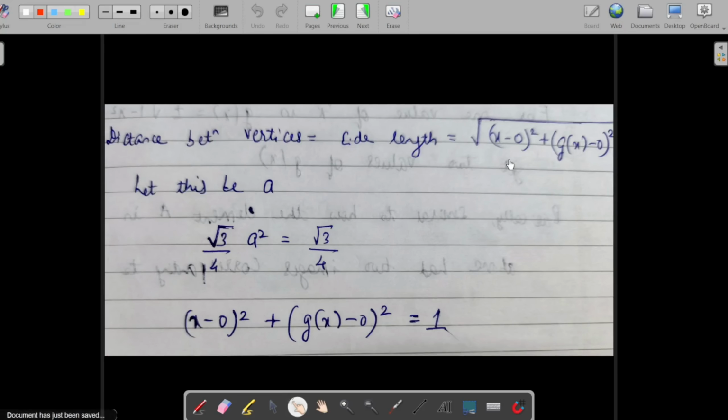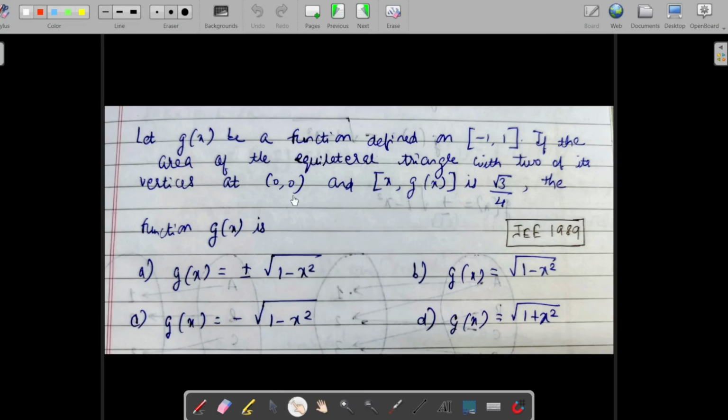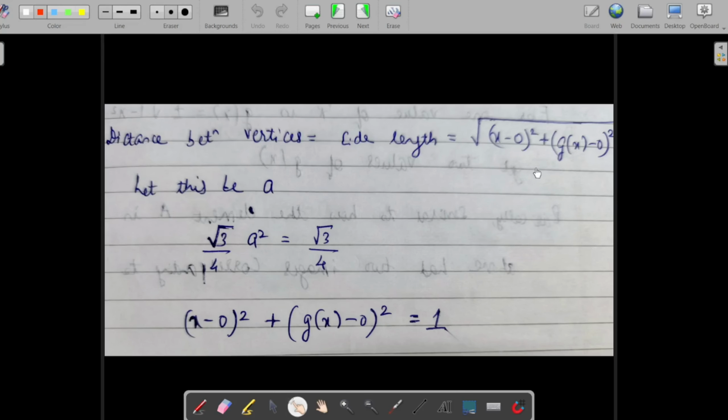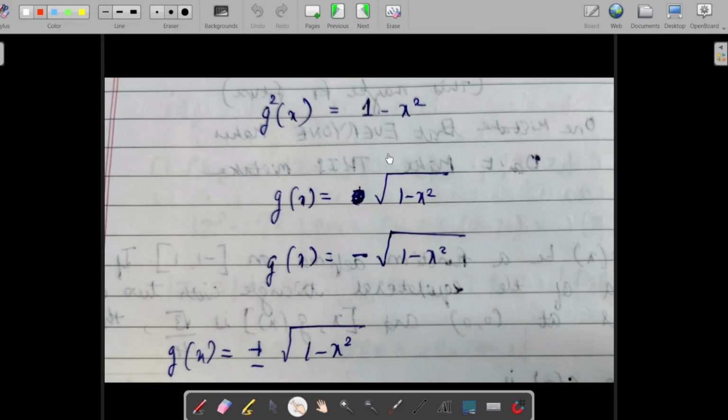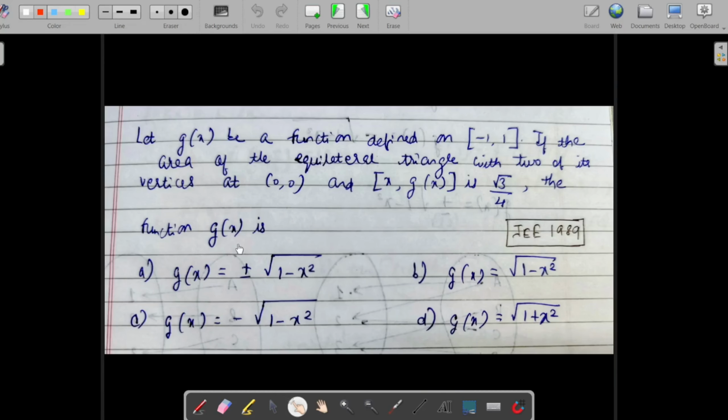As you know, the distance formula, the first point is (x, g of x), the other point is (0, 0). It will be the square root of (x minus 0) whole square plus (g of x minus 0) whole square. Remember g of x is a point here, right? So let this be a, so √3/4 a square is √3/4, the area given. Again, they have kept the calculations extremely simple, so you get nothing but g of x square is 1 minus x square, and g of x is plus minus the square root of 1 minus x square. So that's it. That's the calculation part of this question.